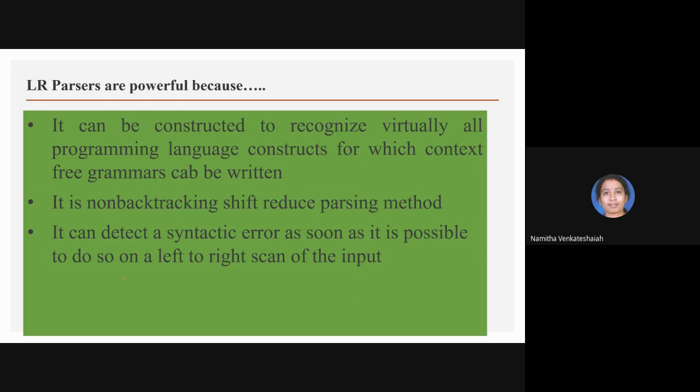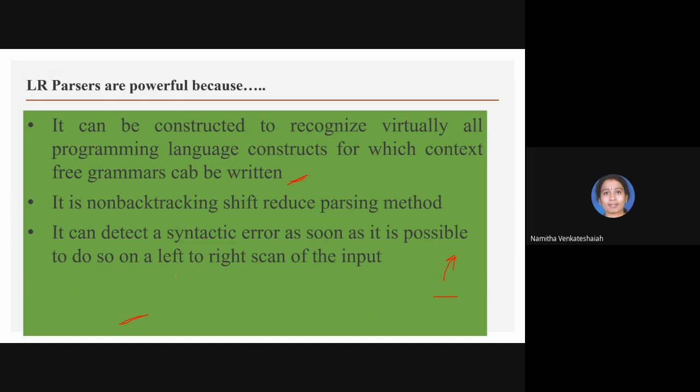On a left to right scan of the input, we already said it is always doing a left to right scan of the input, and it finds the syntactic error as soon as possible. And LR grammars can describe more languages than LL grammars. This is very much related to the first point: I said many languages are supported, and here also many languages are supported. The previous method we learnt is LL. This was given in your internals, right? Now we are learning LR.